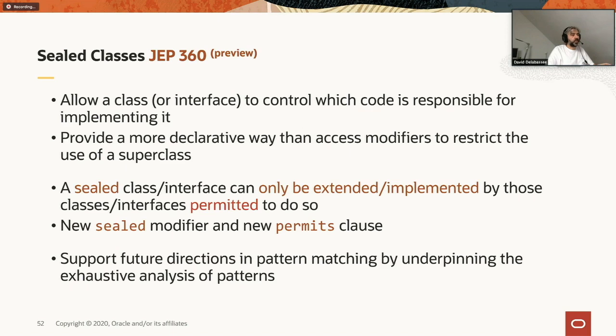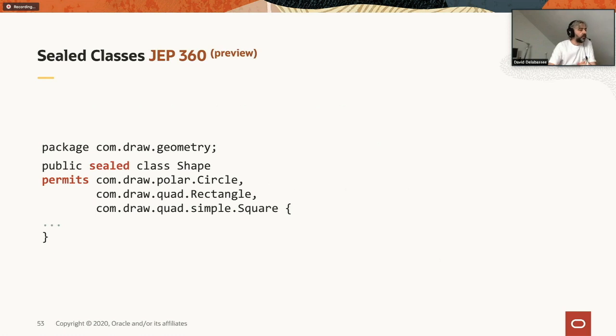So how does that work? Well, let's have a look at an example that would be more obvious. I have this shape superclass, and we have two new keywords. We have sealed, which is used to say that the class shape is sealed, and then we have the permits keyword that tells which classes or interfaces can use that superclass. So shape is sealed, and in this example only circle, rectangle, and square are allowed to extend shape.